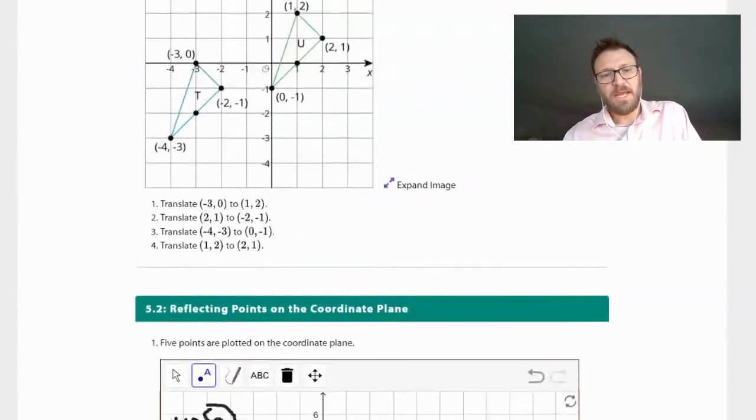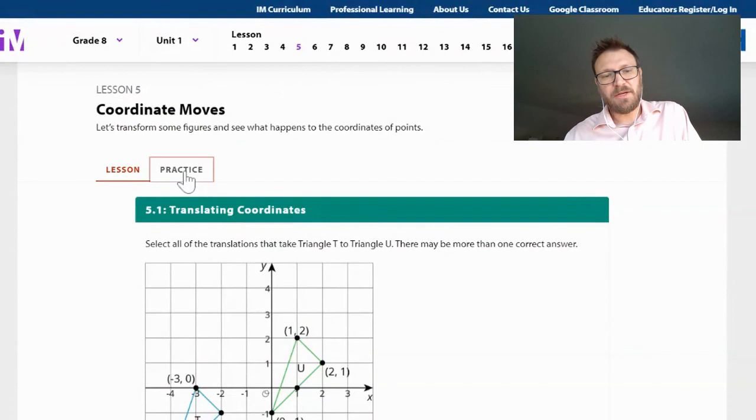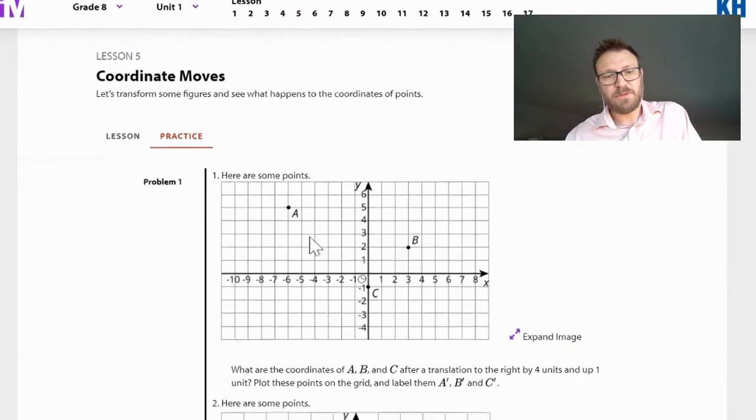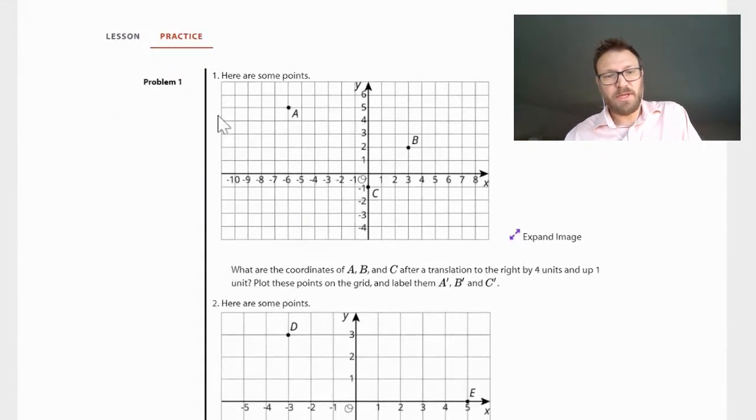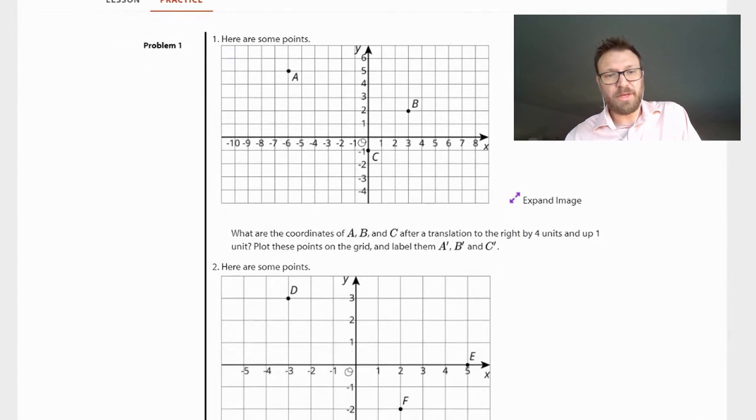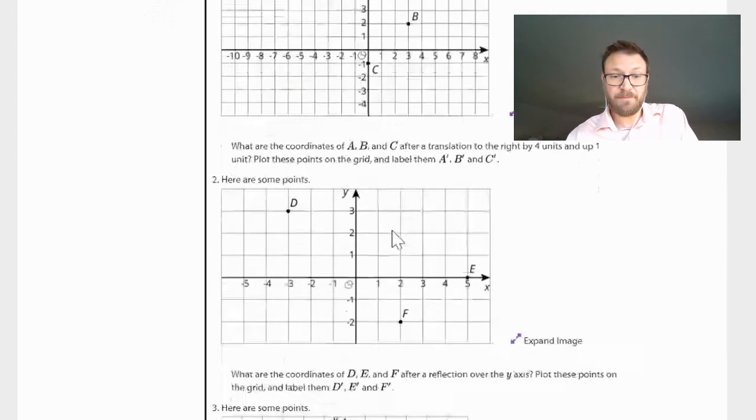Okay. And after you've done that, you're going to go to practice problem 1, and you're going to do number 1. Here are some points. What are the coordinates if we translate them right 4 units and up 1? So what's that going to look like if I take this point and translate it 4 units right, 1 up? What are the coordinates going to be?